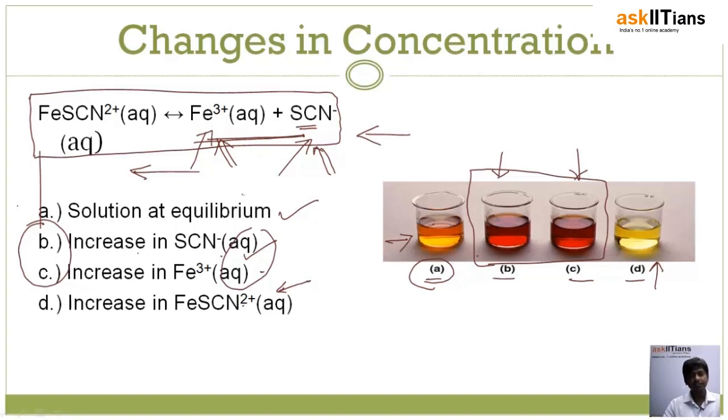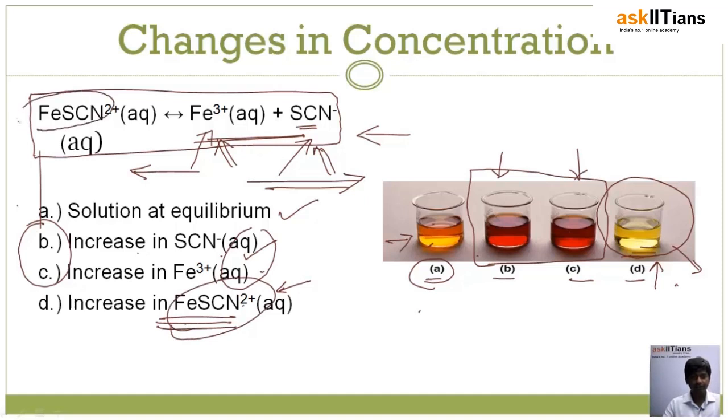If you increase the concentration of one or more reactants, it will always favor the formation of the product. Likewise, an increase in the concentration of one or more products will always favor the formation of the reactant. So is the case when the concentration of FeSCN increases. Can you see it is much lighter than this, so it represents a forward reaction, meaning now the reaction is moving in this direction because you have increased the reactant. Okay, so it is moving in the forward direction.